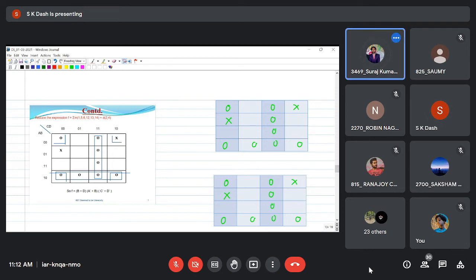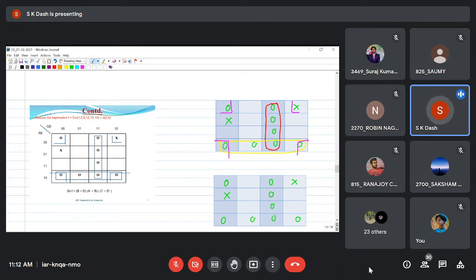Yes, sir. How many quads? Check properly and tell. Don't try to copy it from the left side. More quads will be possible. 4 quads are possible. Okay, let's see. One is this red color. One is this yellow color. All four corners can be a quad. So this will be a pink color.